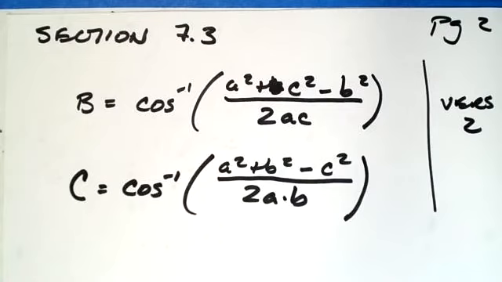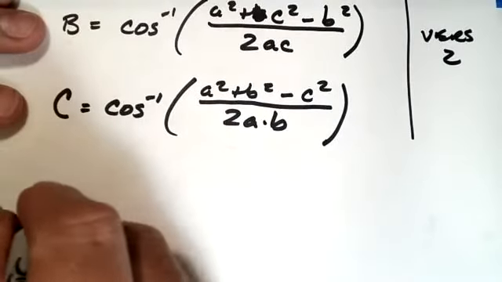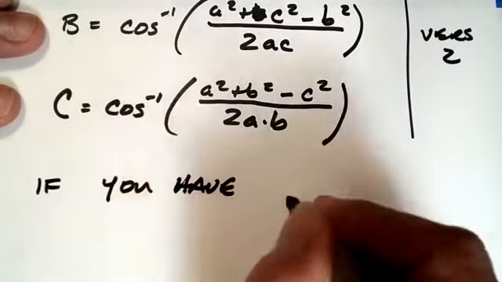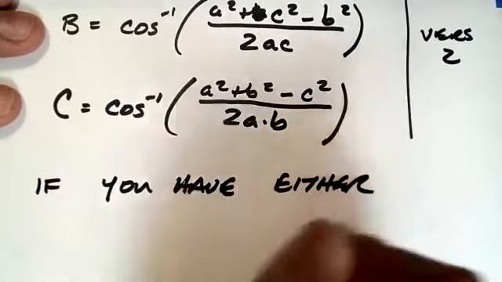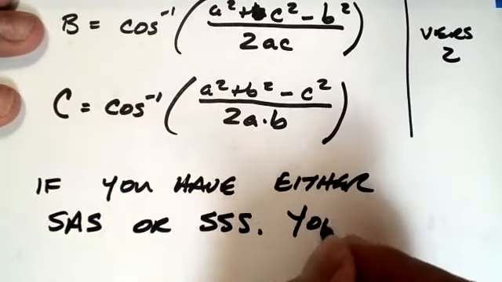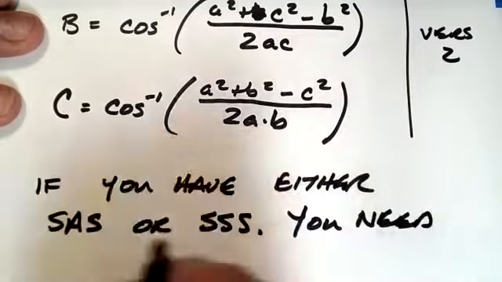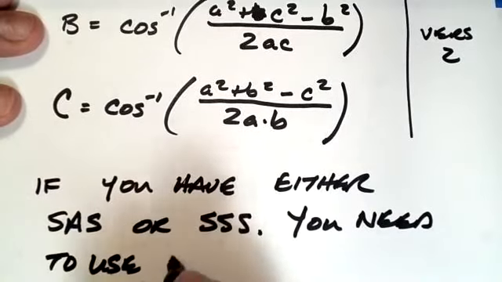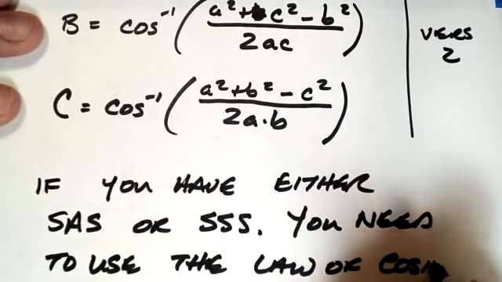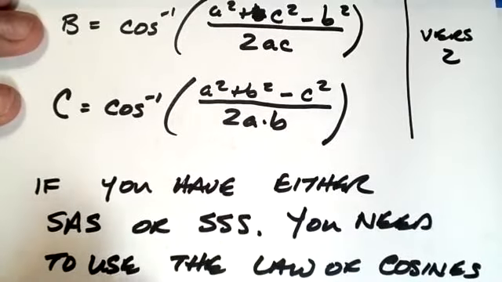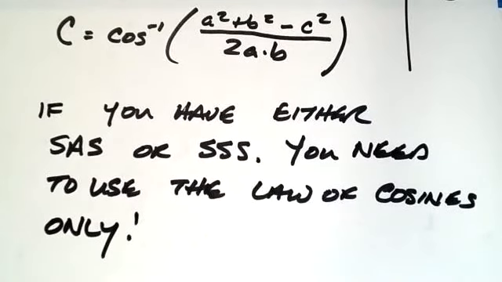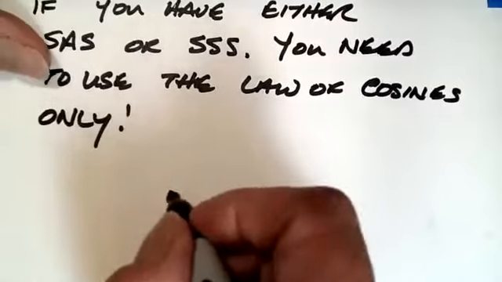The only thing that you have to be careful about, and I'm going to state this right here, is that if you have either side angle side or side side side, you need to use the law of cosines, any one of its forms, only. Now, it's not necessarily true. You could revert back to the law of sines. However, I want you to think about this progression.